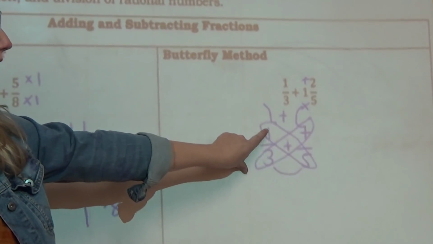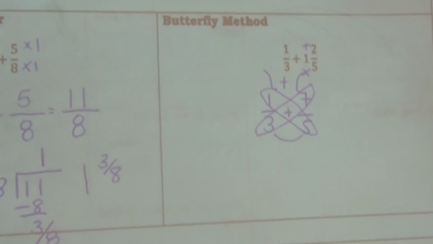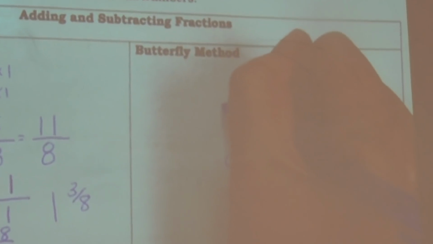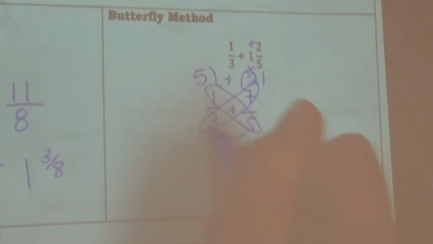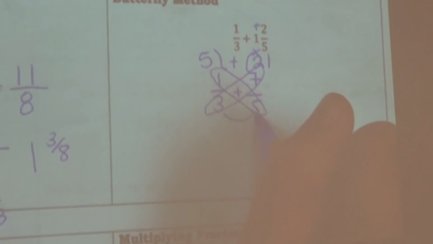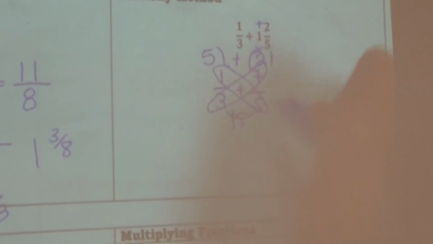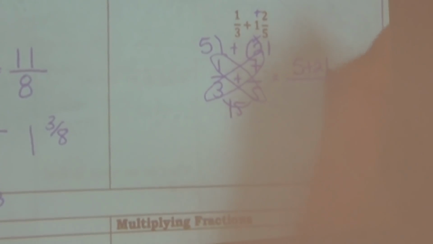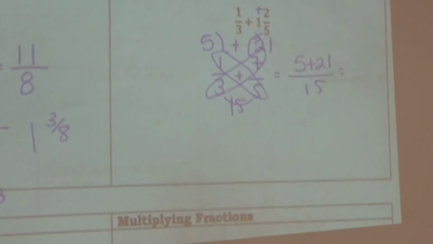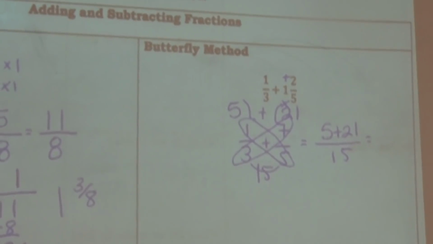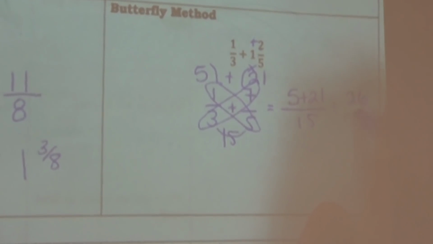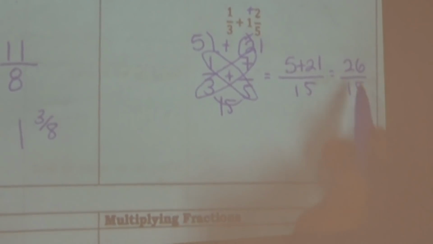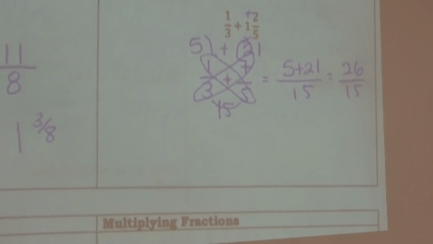So 1 times 5 is 5. Good. Now let's do 3 times 7. 21. Good. And now the bottom, or the little booty, 3 times 5. 15. Good. So we're going to take our 5 plus 21 and put it over 15. Now add straight across. We got 5 plus 21 is 26. Good. Over 15.